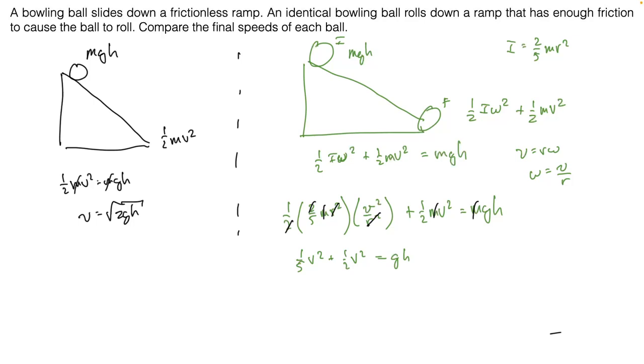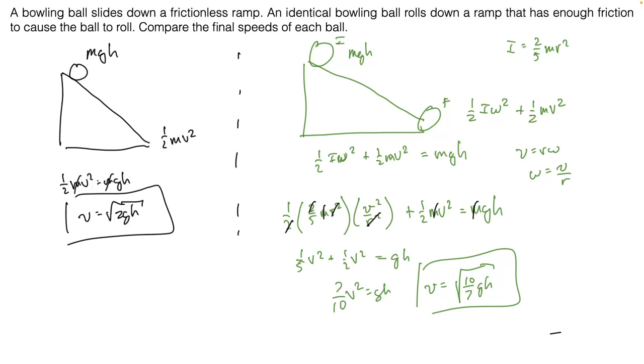And a fifth plus a half is 7/10. Did I do that right? Yeah. I think I did that right. 7/10 V squared equals GH, which means V is equal to the square root of 10/7 GH. Which one of these is faster? The square root of 2 GH or the square root of 10/7 GH? 2 is bigger than 10/7. So which one's moving faster when it gets to the bottom of the hill?